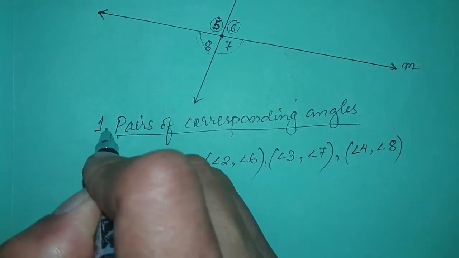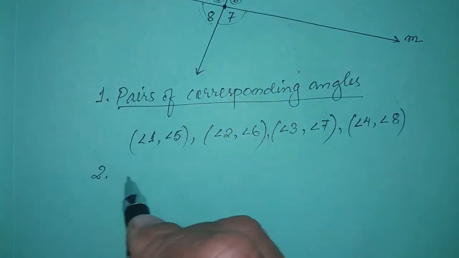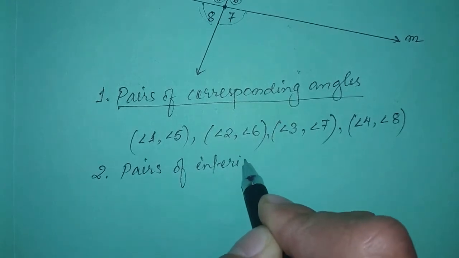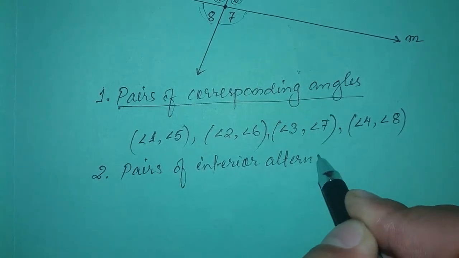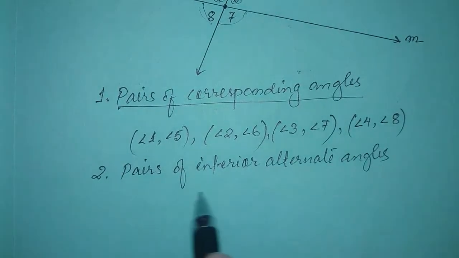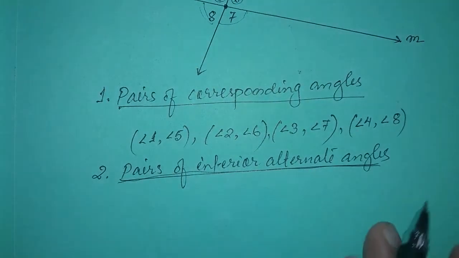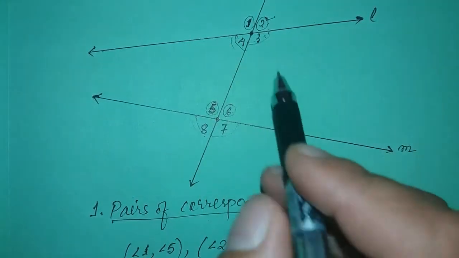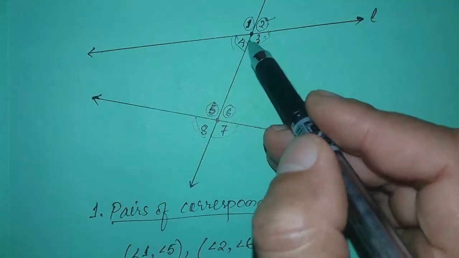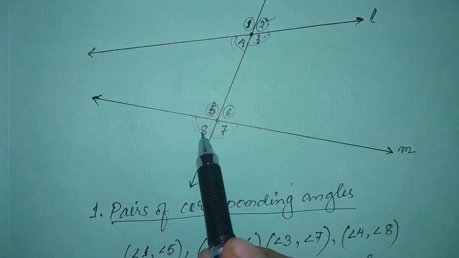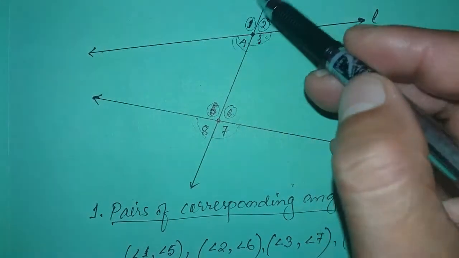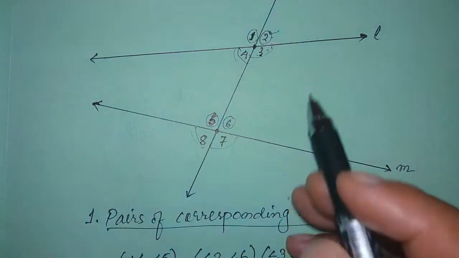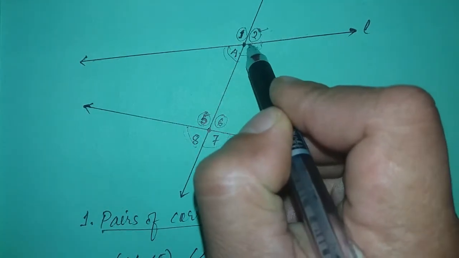Now let's see the next type of pairs of angles: pairs of interior alternate angles. Angles 3, 4, 5, 6 are known as interior angles because they lie between these two lines. And angle 1, angle 2, angle 7, angle 8 are known as exterior angles because they lie outside these two lines.